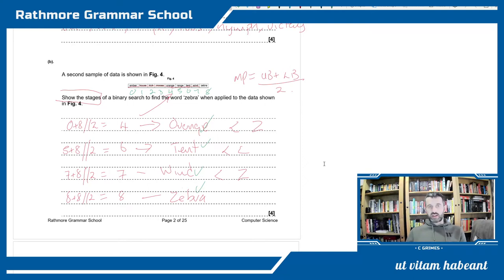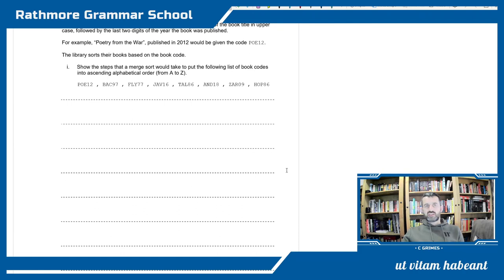And then the final question was the merge sort. And again, this was answered well. It's relatively straightforward: we're considering these as unsorted lists and we're merging them in place. So for example, in the first one, I'm going to be looking at P and B. So we're going to have back 97, and the code PO 12 get merged. The next array I'm looking at is F and JAV, so I've got fly 77, JAV 16. So we've got those merged.